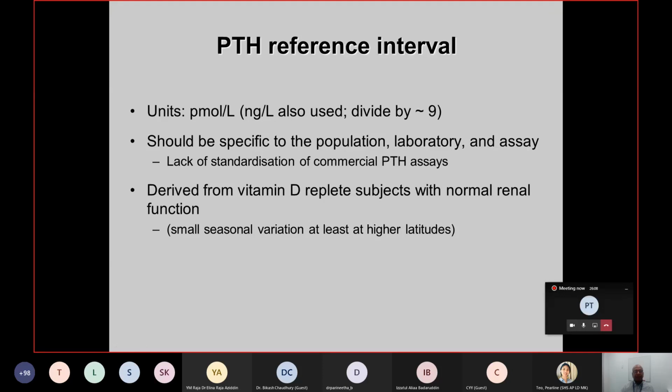As I mentioned, reference intervals should be established for each laboratory. It's very much assay dependent, population dependent, and because of lack of standardization of commercial assays, there can be significant differences. Now, I don't want to go into too much detail about second or third generation PTH assays, but most laboratories nowadays use intact assays, which are second generation assays. Third generation assays, which measure so-called whole PTH, in theory have an advantage because they are more specific to the intact or the whole molecule, but in practice this hasn't been shown to be preferred. So either second or third generation assays are acceptable. And for establishing reference intervals, the subjects used should be vitamin D replete and with normal renal function.